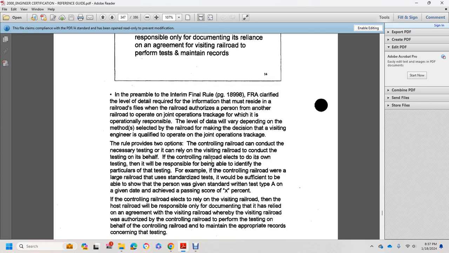The rule's two options: the controlling railroad conducts the necessary testing, or the controlling railroad has the visiting railroad conduct tests on its own behalf. The controlling railroad elects to do its own testing with reasonable ability to identify a particular test.